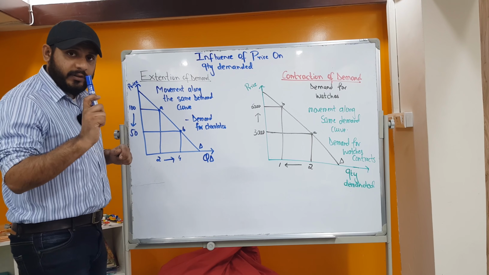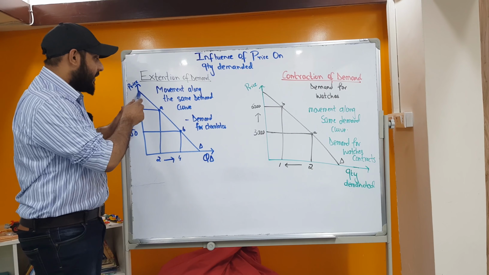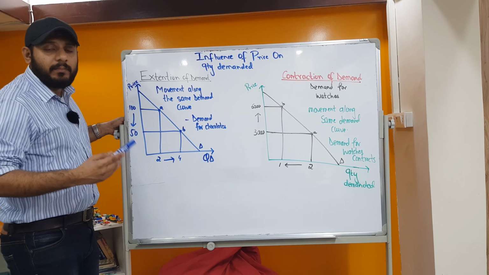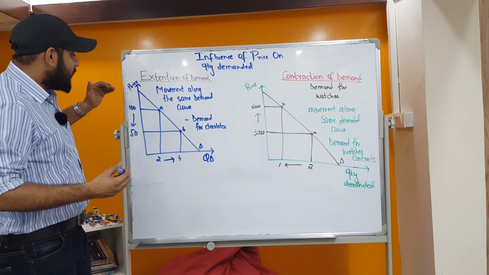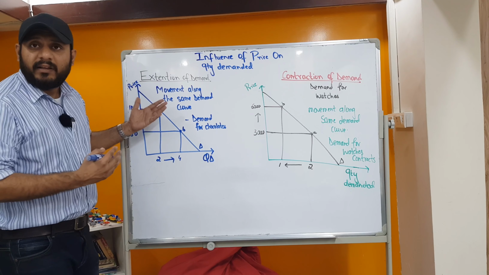And one more thing, the demand curve is always downward sloping. It slopes downwards from the y-axis to the x-axis. This means that when you decrease the price of the product, the quantity demanded for the product is going to increase, because that's what makes it downward sloping. This is known as the extension of demand.